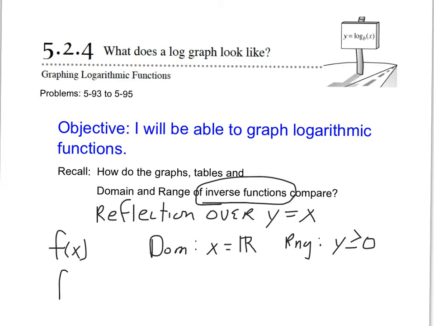Then the inverse function has the domain and range being swapped with each other. So then the domain of the inverse happens to be x greater than or equal to 0, and the range for the inverse happens to be y equaling all real numbers.